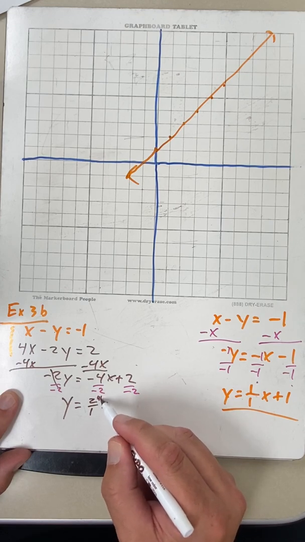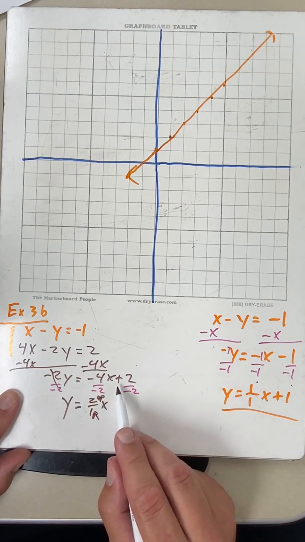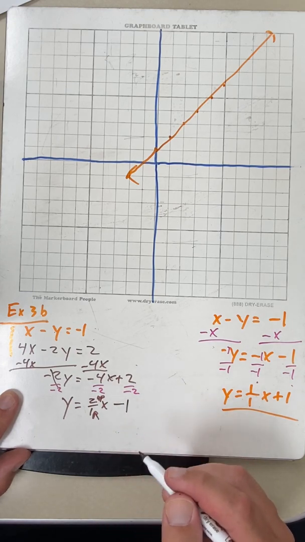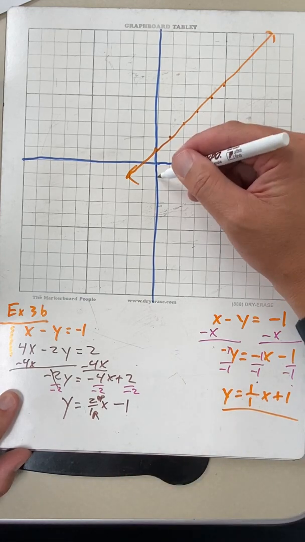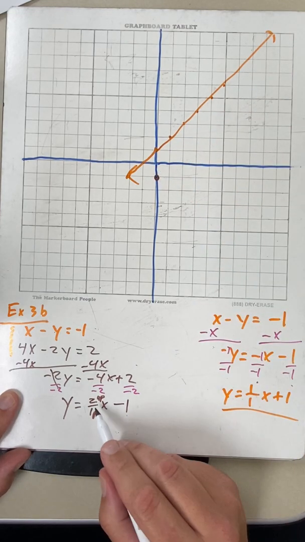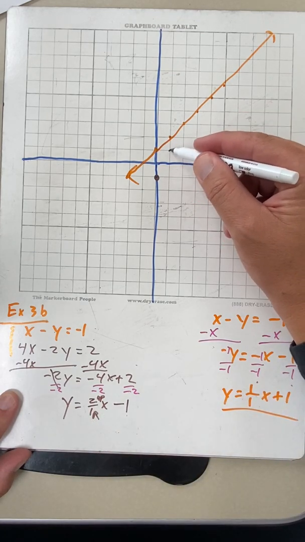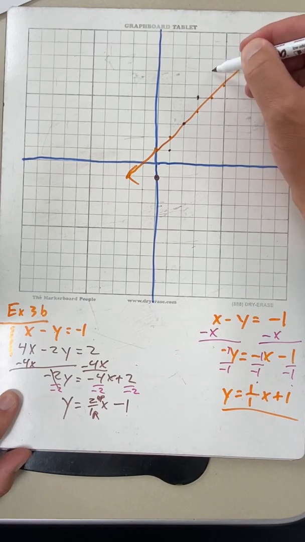So this will be up, and this will be right. Now here's where people are going to make a mistake. We're going to go positive 2 divided by negative 2 is a negative 1. So that is my y-intercept. So we're starting at negative 1. And now we're going up 2, right 1. So up 2, right 1, up 2, right 1, up 2, right 1.